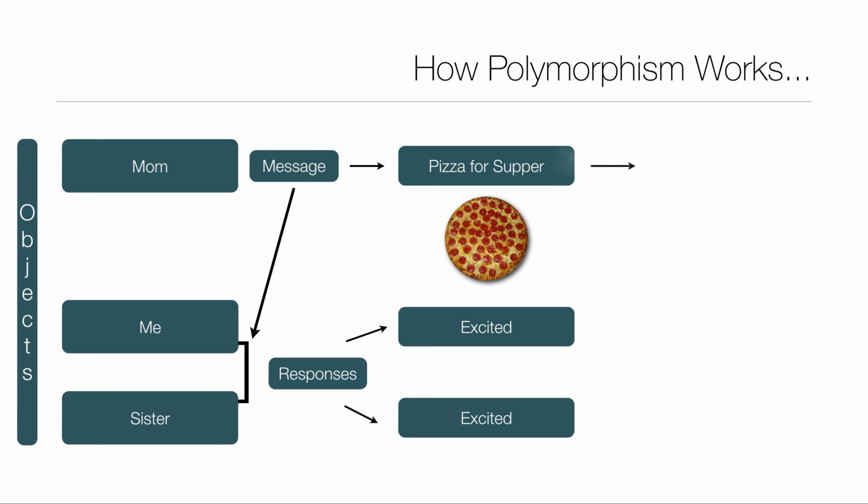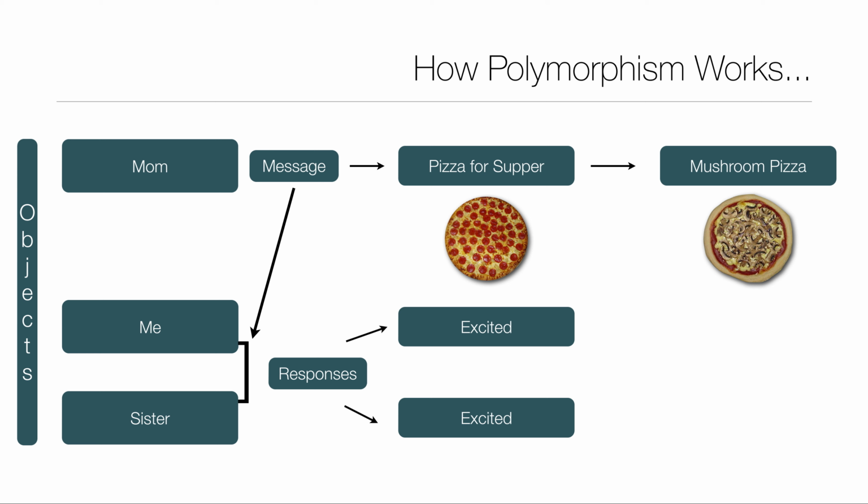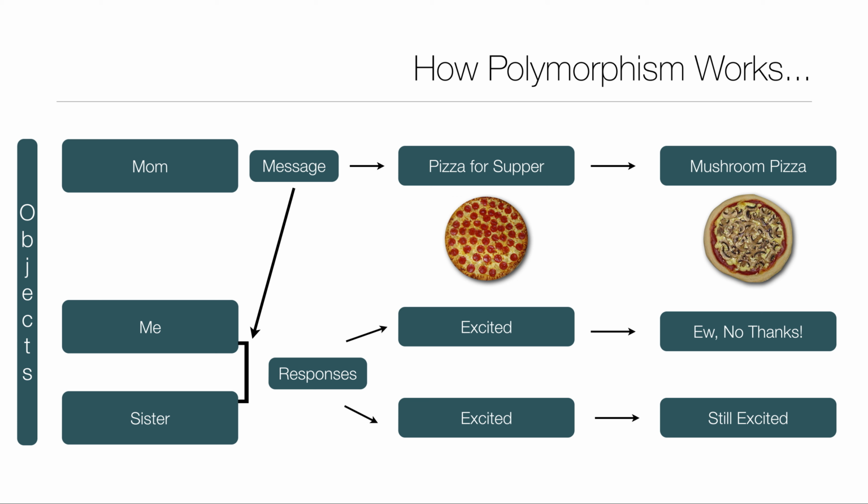Now, if my mom were to update the message that she sent me to say that there's mushroom pizza for supper, my response would actually change to "ew, no thanks," because I am programmed that way. I'm programmed to not want mushroom pizza. My sister, however, would still respond excited. So that's really how polymorphism works. Remember, my sister was programmed to like mushroom pizza. I was programmed to not like it. That's why we're responding in this different way.